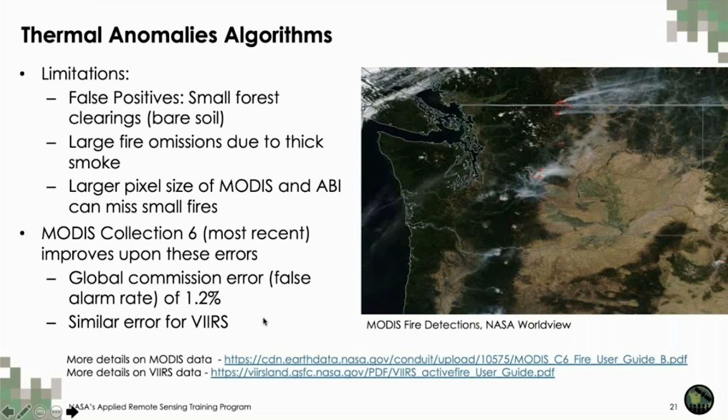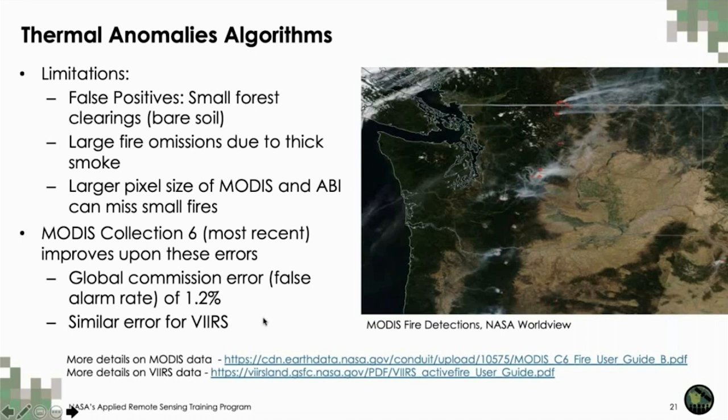And then the large pixel size. As I was mentioning earlier, I showed an example comparing MODIS and VIIRS. They have a relatively larger pixel size. In the case of MODIS, it's 1 by 1 kilometer. In the case of ABI, it's 2 by 2 square kilometers. And this size actually changes. MODIS size can go up to 4 by 4 kilometers at the edge of the swath. ABI can go up to 9 by 9 square kilometers at the edge of the disk. And if the pixel size is too big, and there is not enough signal from the fires, if the fire size is very small, then the sensor will miss those fires.